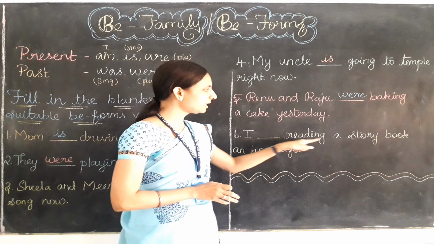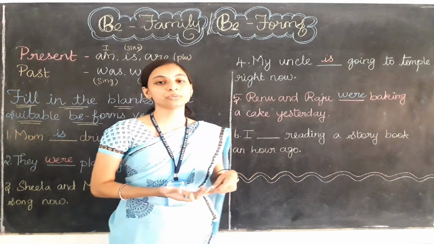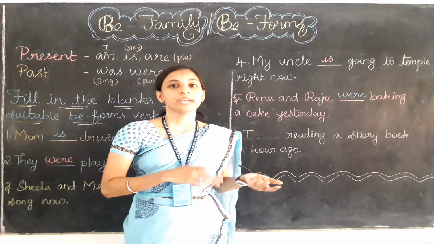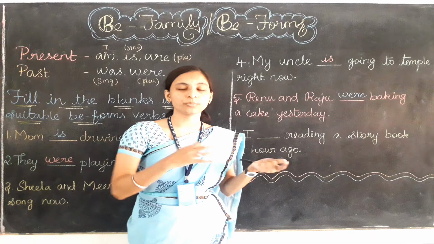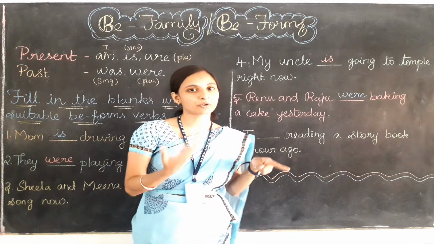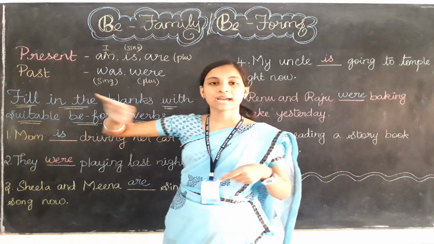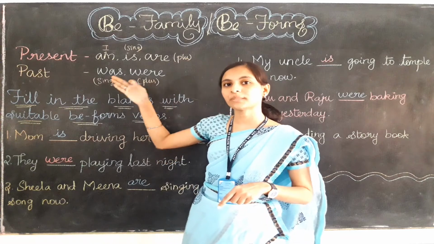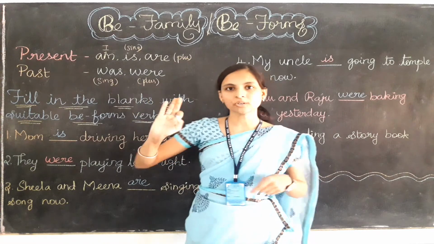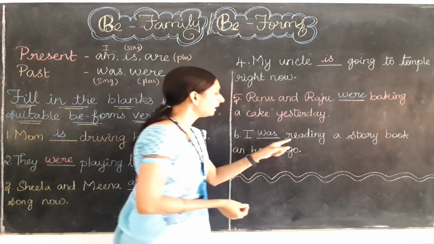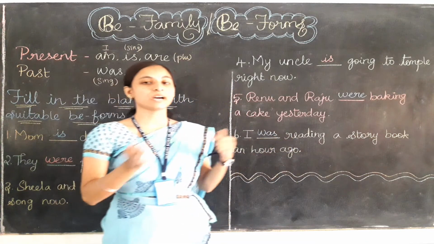I dash reading a story book an hour ago. It means one hour ago. Before only I was reading the book, not now. It means I am talking about the past time, and the subject is I. It means it is singular only. So for the past time, when the subject is singular, we need to use was. So I was reading a story book an hour ago.